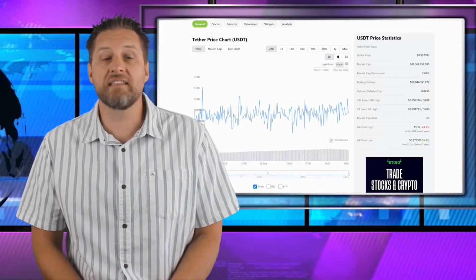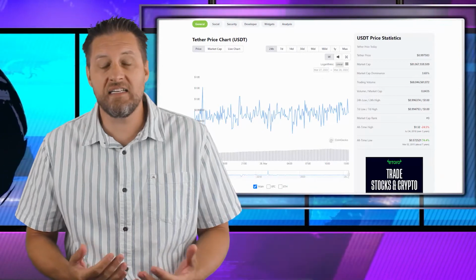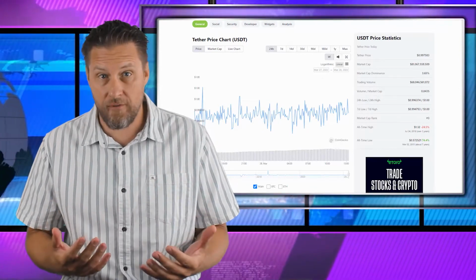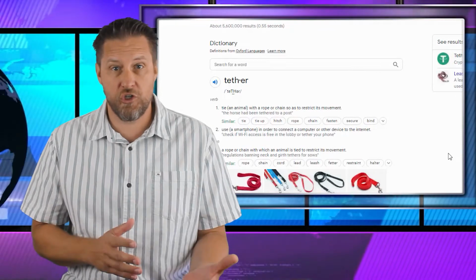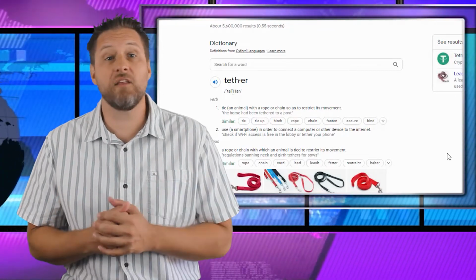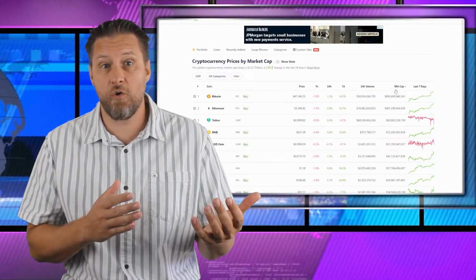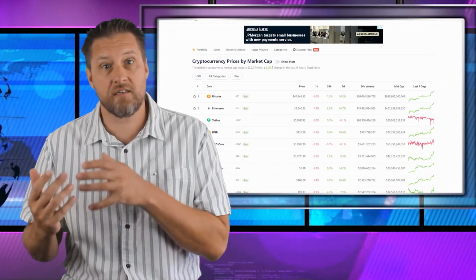Okay, so what exactly is USDT? USDT, or commonly known as Tether, is a stablecoin. It is pegged to the US dollar. Now the word tether means to tie with a rope or chain so as to restrict the movement. And this is exactly what it does. This USDT token is tethered to the US dollar.